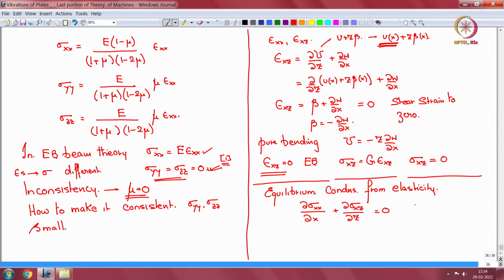Okay, sigma xx is what? Sigma xx is E epsilon xx, and epsilon xx is del U del x. Now U in this form, del U del x, so that is equal to minus Ez del 2 w del x square.